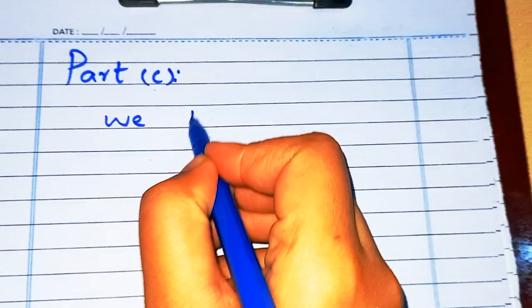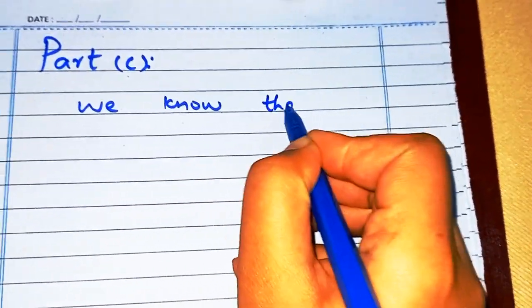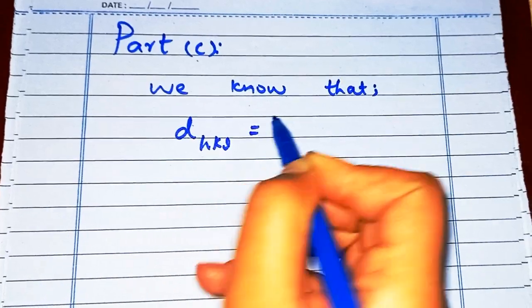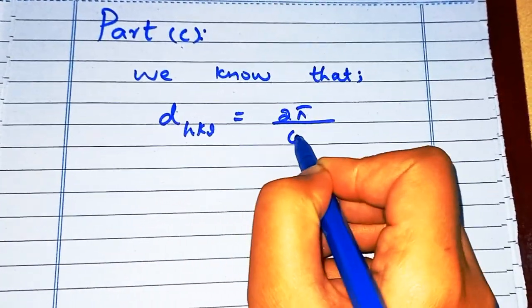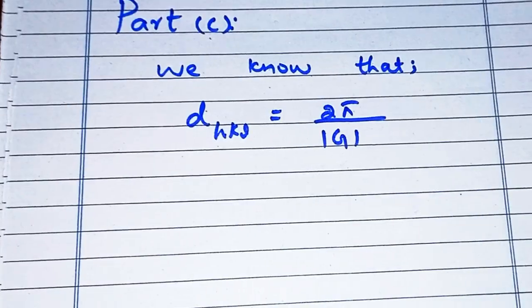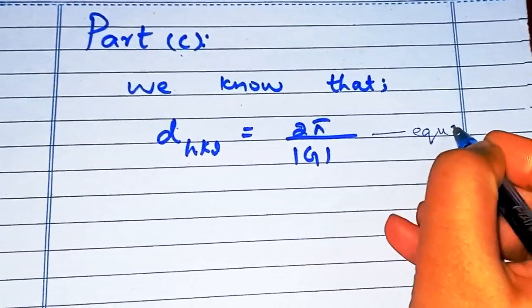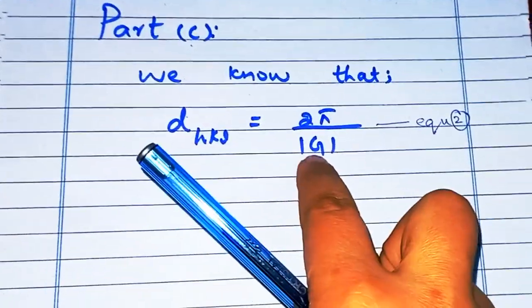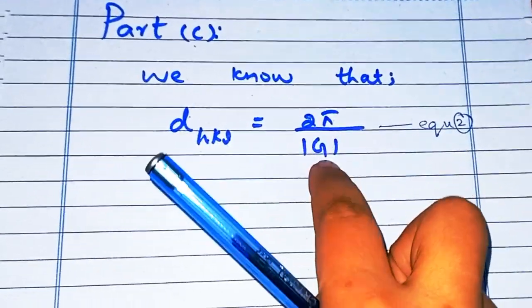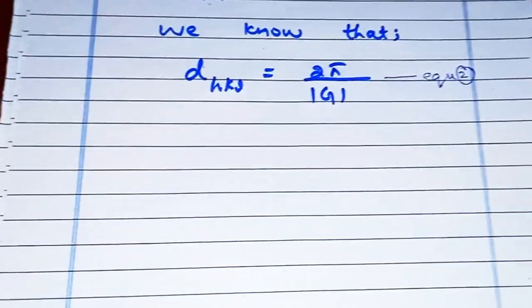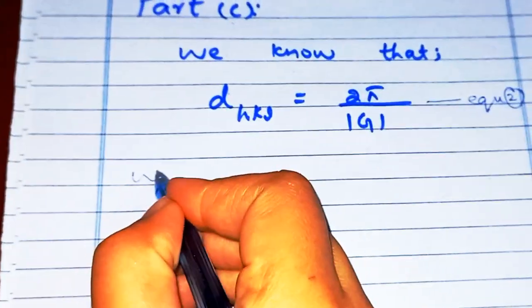Let's do that. First of all, we know that d equals 2π by the magnitude of the G vector. This is the formula that we'll be using, and you can see that in order to calculate d, what we need is the magnitude of the G vector, and it's not as simple and straightforward as you might be thinking. So let's quickly get started.